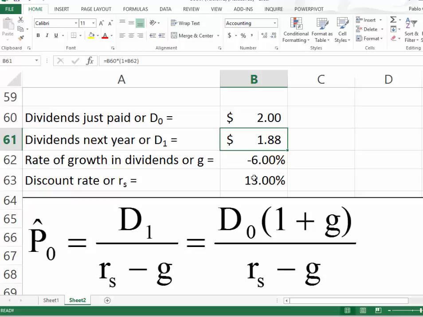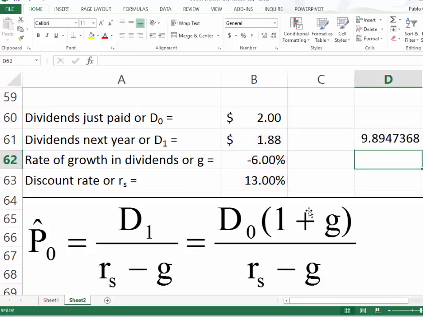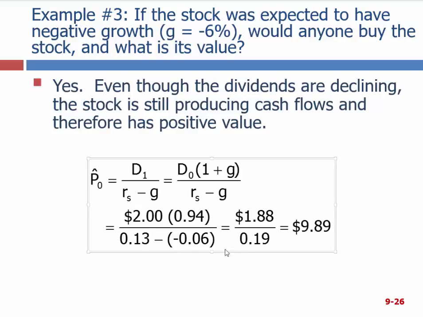So we use a formula, these are the inputs. We have D1, which is 1.88 divided by 13% minus negative 6%. So when we solve, this is what we find. We have the dividends in year one divided by rs minus g. A negative and minus a negative will be a larger number. So this should be the intrinsic value per share for a stock that has negative growth. It does have value because it has assets and still produces some income, even though dividends are shrinking. And here's the answer in a nicer format that we use.